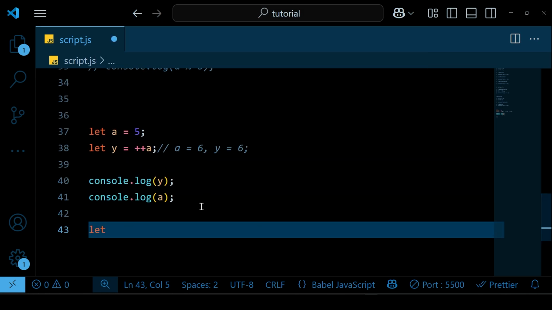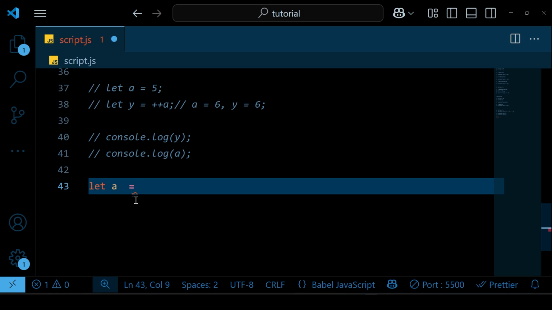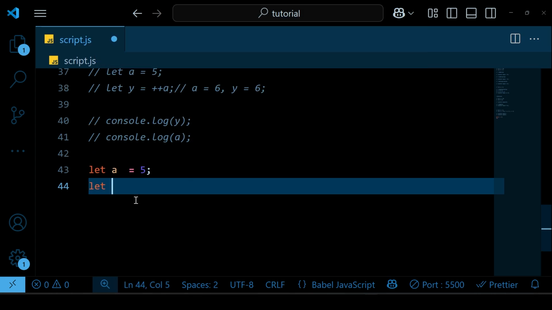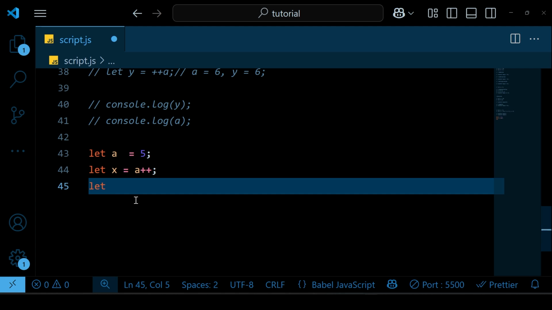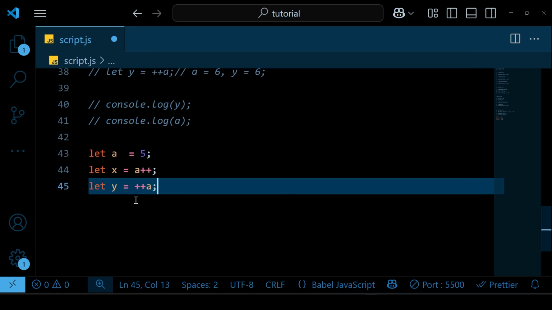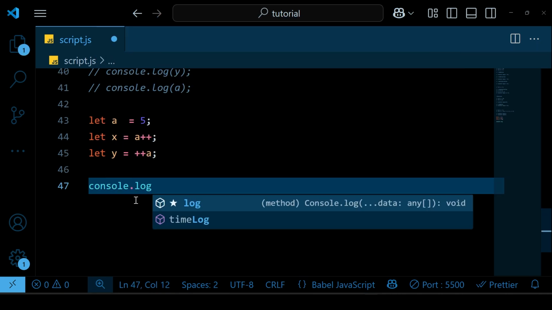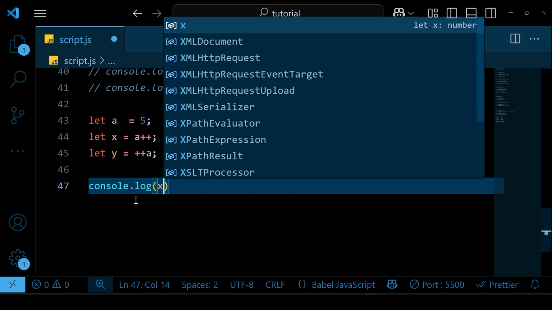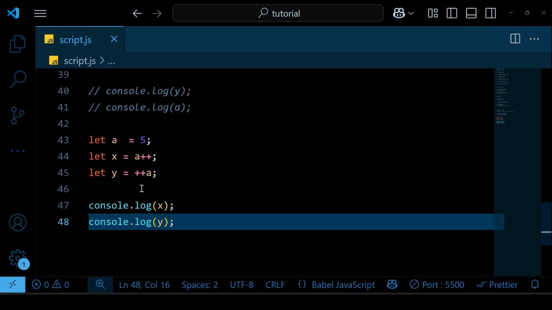Let's say again, instead of this, we simply have a equal to 5, and x equal to a plus plus, and y equal to plus plus a, and again have their values printed, that is x and simply y.